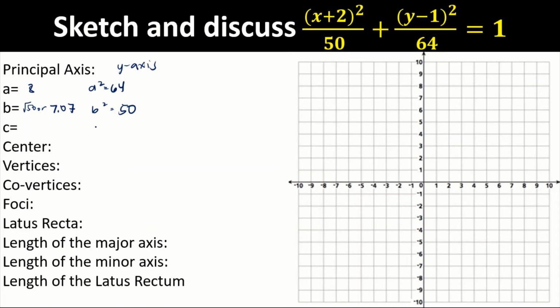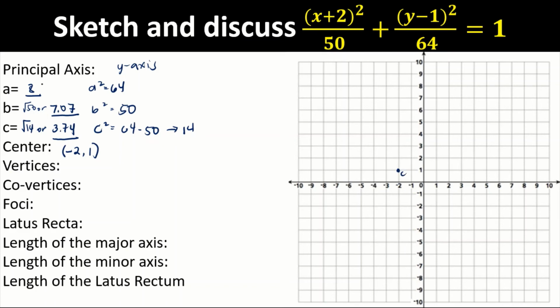7.07 units. And for our c squared is equal to 64 minus 50. So we will have 14. Okay, and if c squared is equal to 14, therefore c is square root of 14, or 3.74. So A is 8, B is 7.07, and C is 3.74. And the center for this equation, we have negative 2, positive 1. So, mula sa center, i-plot natin negative 2 and positive 1. So, this is the center.